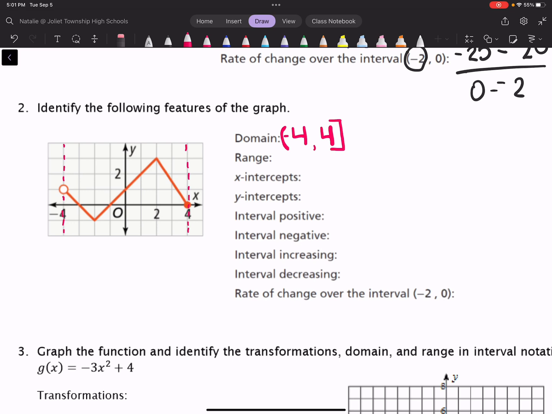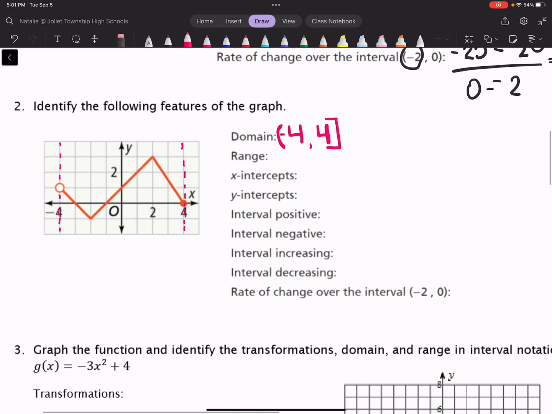For the range, we're thinking of the y coordinates or the y values of this function, right? So if I think about any boundary lines that I can draw in for this function, the highest y coordinate that we can have is a +3, and the lowest y coordinate that we can have is -1, and these are both included in our range. So our range goes from -1 to +3.